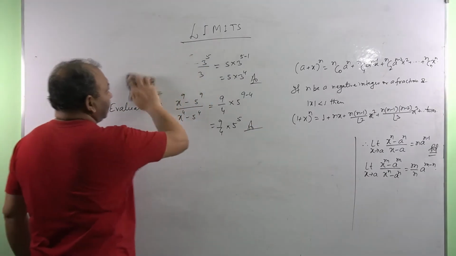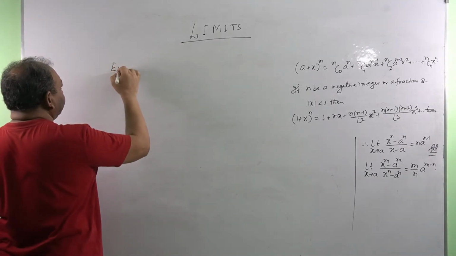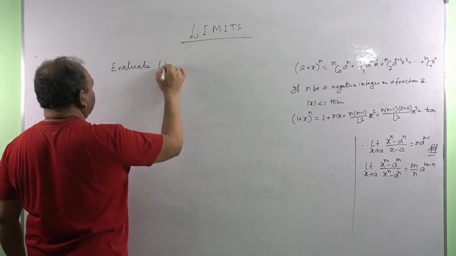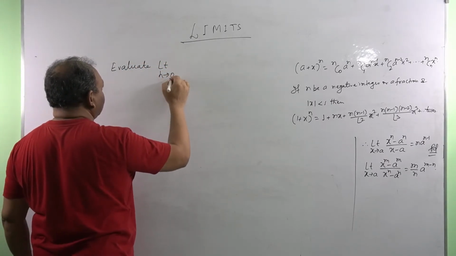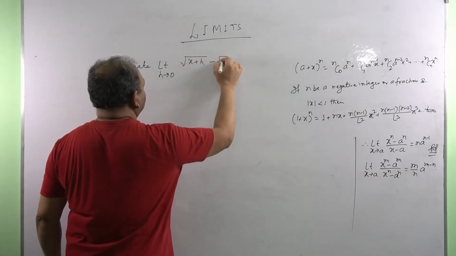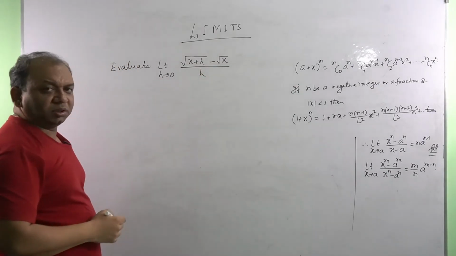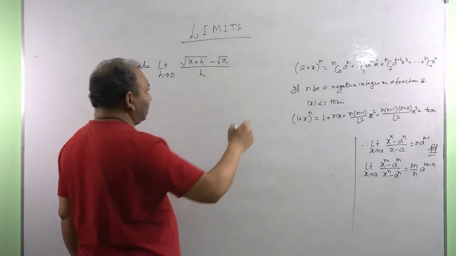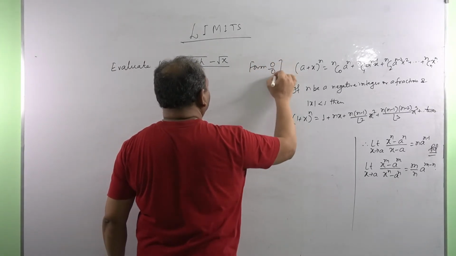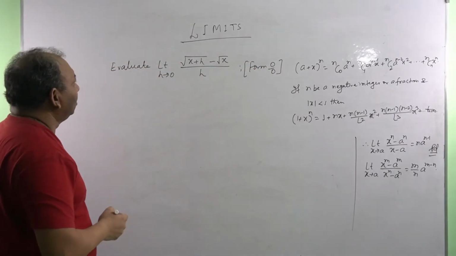Now, let's take an example of another type. Evaluate the limit as h tends to 0 of under root x plus h minus root x, divided by h. This is of the form 0 by 0. 0 by 0 is a meaningless form, an indeterminate form for this expression, this question.